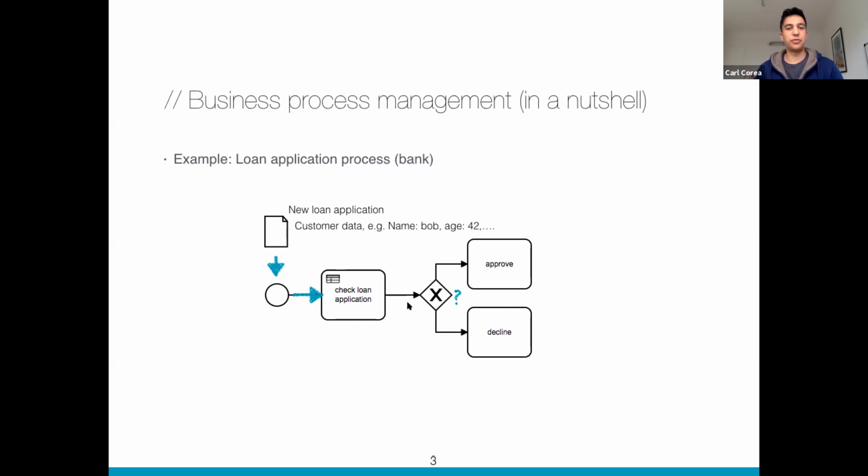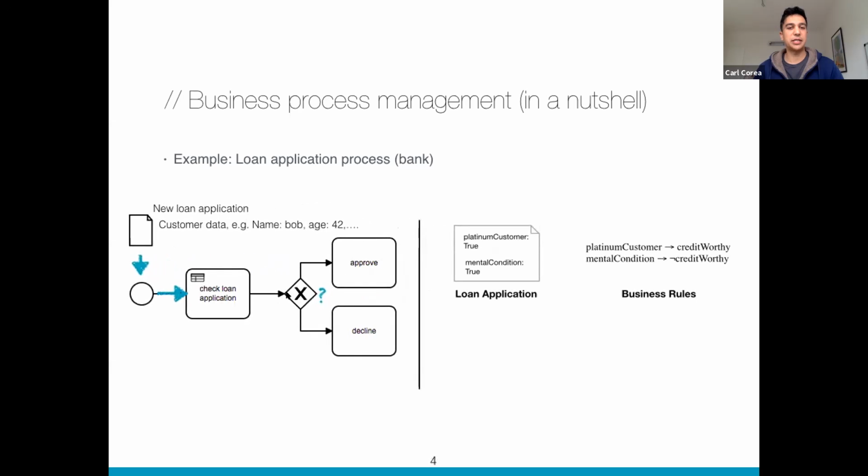In practice, this is not feasible in many cases to do manually, and you want to automate as much as possible. So this automation, to decide how we proceed, is done by means of business rules. So you have, for example, some logical rules which tell you in certain conditions, for example, if the customer is a platinum customer, he is creditworthy, and we can approve the credit, and so on and so on. So basically, at runtime, you try to evaluate the data from the loan application against a set of business rules to make inferences.